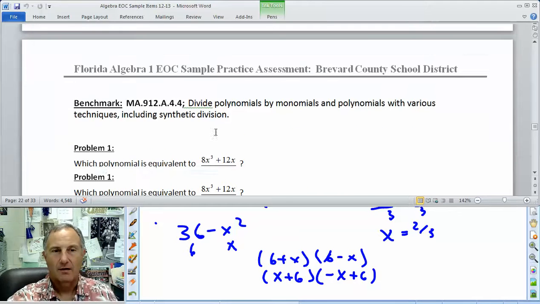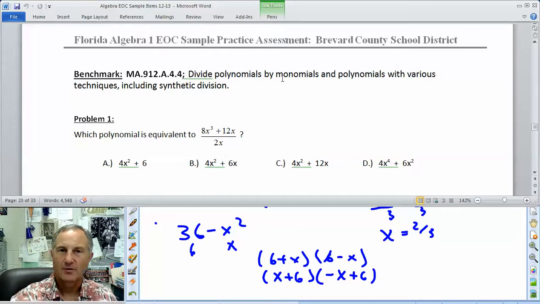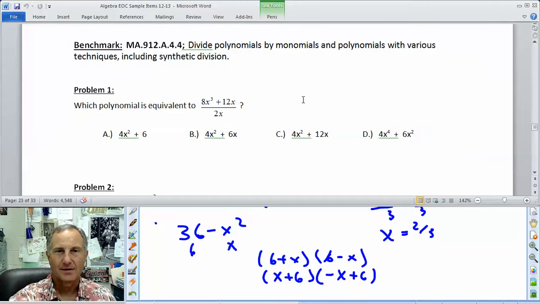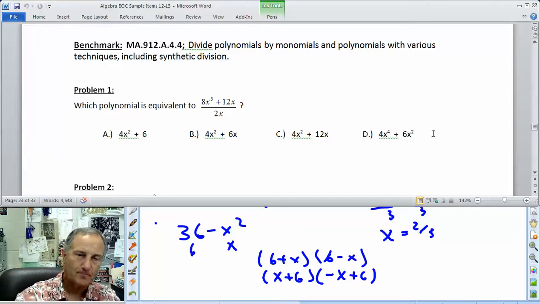We're going to 4.4, dividing polynomials by monomials and polynomials with various techniques including synthetic. Show you a little bit of both. When we start with this first problem, you'll notice this is a monomial, one term down here. This is a shorthand way of writing this, 2x is underneath both of them. So we're going to simplify each like a fraction.